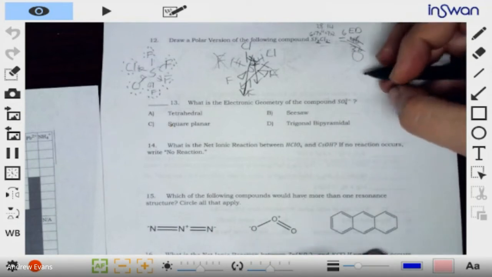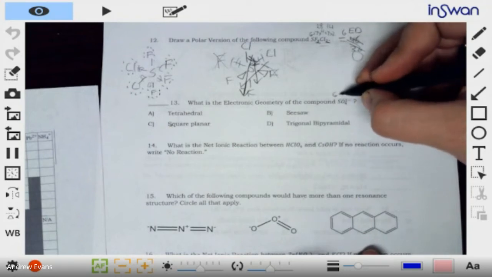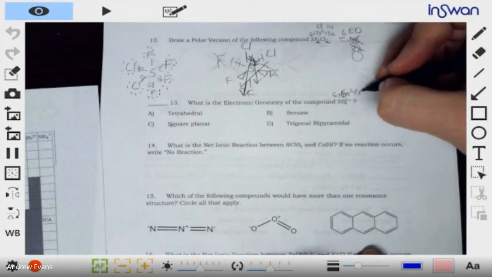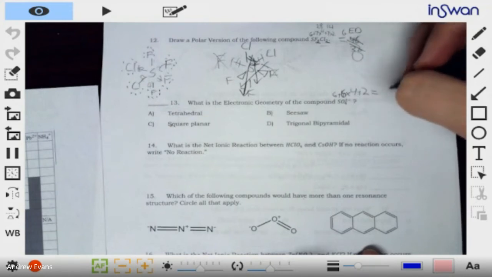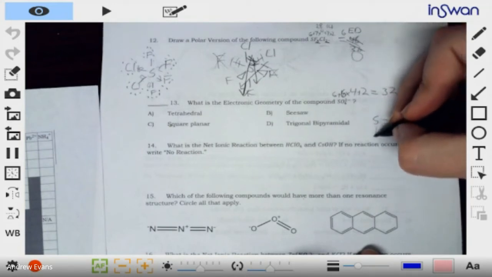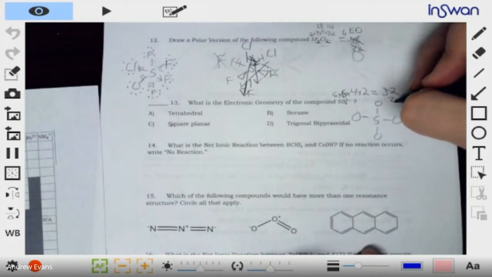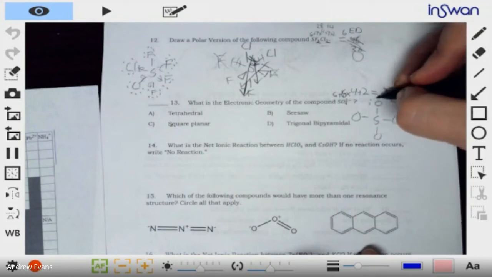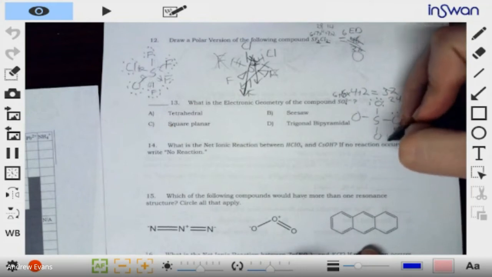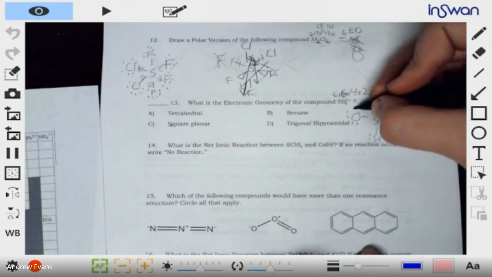Okay, keep moving. Electron geometry of SO4 2 minus. 6 from sulfur, 6 from each oxygen, times 4 is 24, plus 2 for the 2 minus. 24, 30, 32. Slap the sulfur in the middle, 4 oxygens around it. There's 8. We're back down to 24. We put 6 electrons on each oxygen. That gives us 24. We're out of electrons.